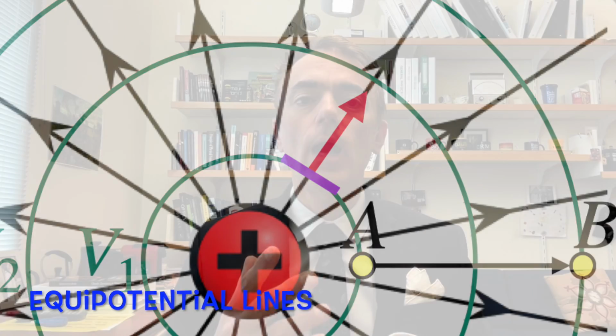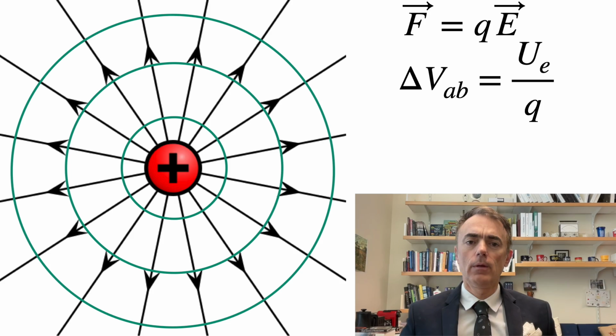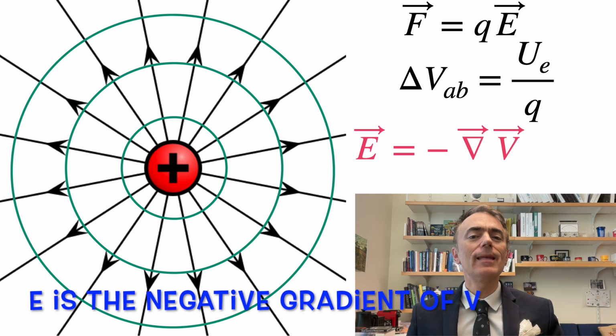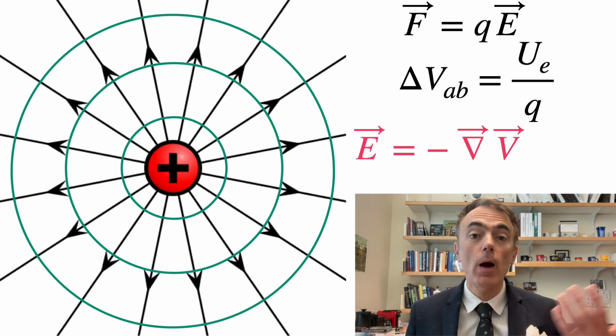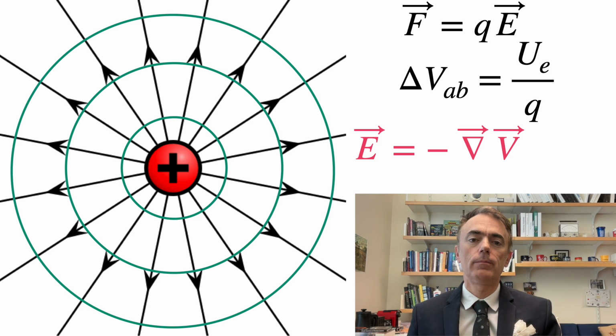So, how are electric field and potential mathematically related? Let's check the equation. The electric field E is the negative gradient of the electric potential V. What does this mean? Well, the electric field represents how quickly the potential changes over a distance. The negative sign shows us that the electric field points from high to low potential.